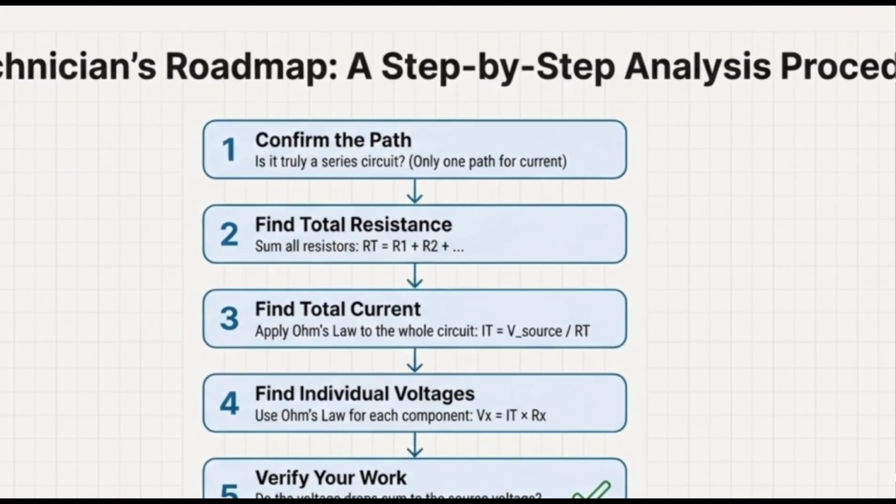So the roadmap that we have is a step-by-step analysis procedure. The very first step is that we have to confirm the path. Right now, we are going to talk about the series circuit. It means we have to check that it is truly a series circuit, with only one path for current.